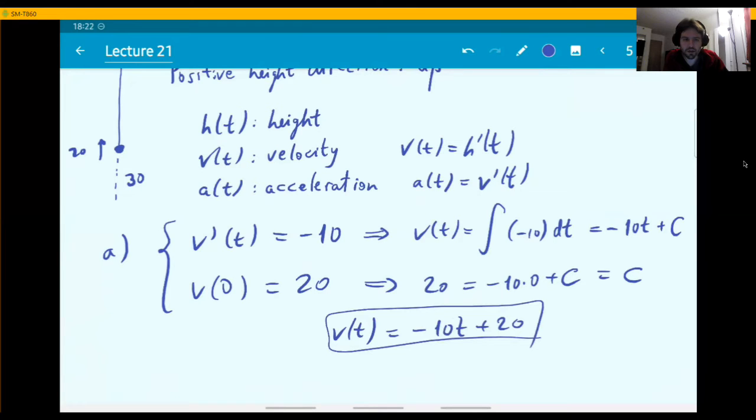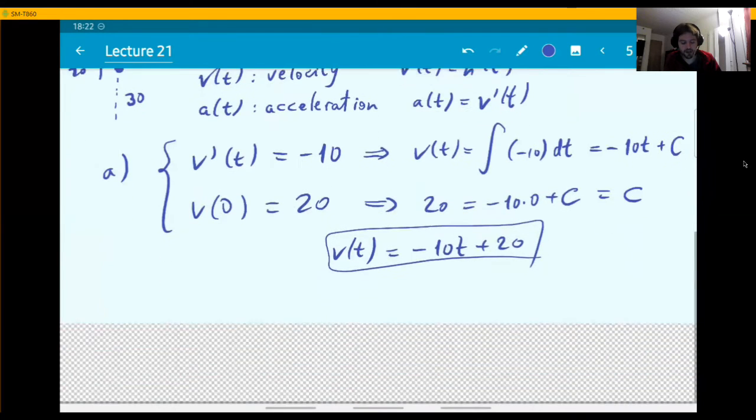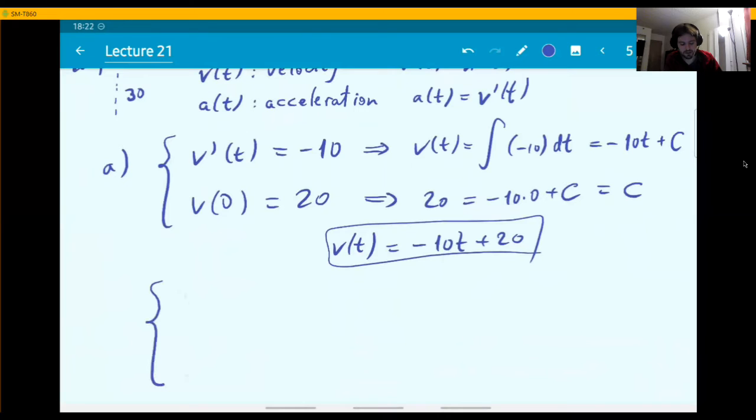All right, it's still in item A. We also want to do the same thing for the height function. Write down an initial value problem and solve it. Well, h prime is the velocity, and we just found it. Velocity is minus 10t plus 20. And the only point where we know the value of the height is the initial value. It's 30 meters above ground. Above ground means positive in this case for our convention. This is the initial value problem.